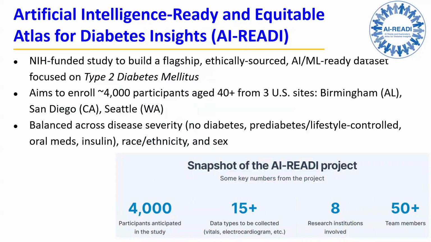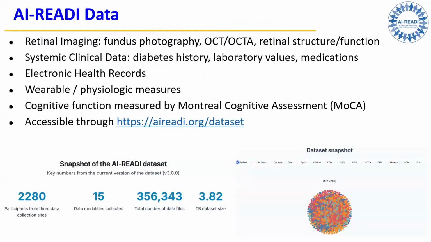This database includes patients at different stages of diabetes: healthy controls with no diabetes, pre-diabetes, diabetes needing oral medication, and diabetes needing insulin treatment. They cover different races and ethnicities. The goal is 4,000. Currently, they have over 2,000 patients already enrolled, and the data is available for us to use. You can download the data from this website.